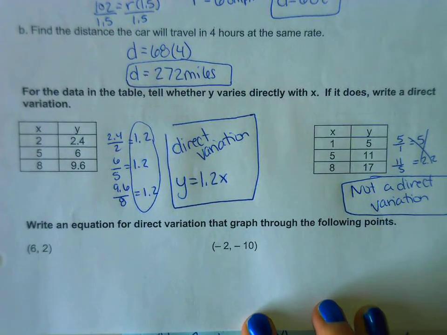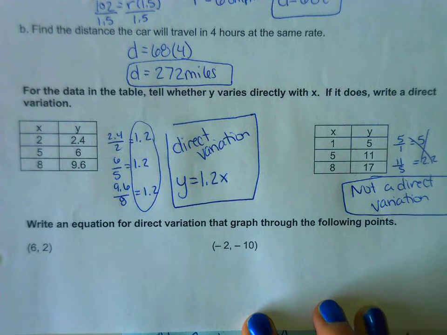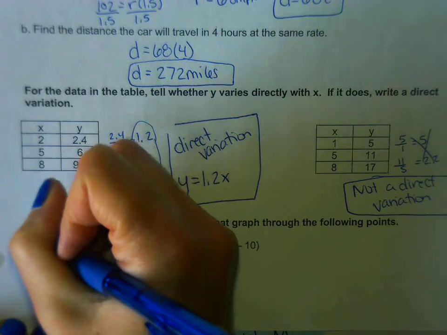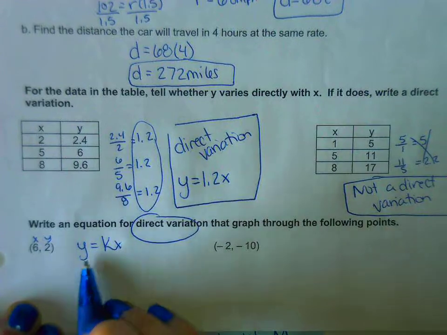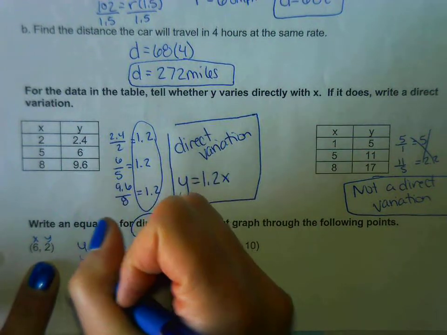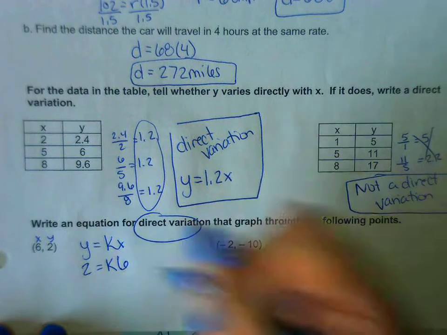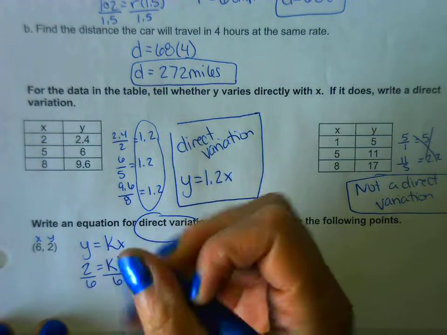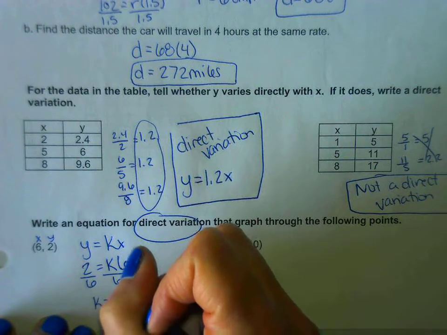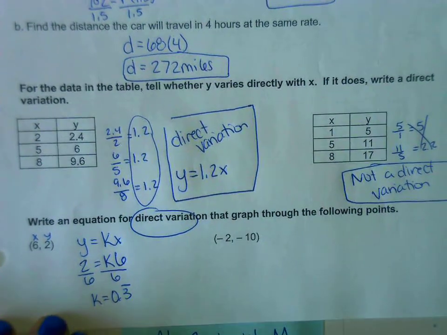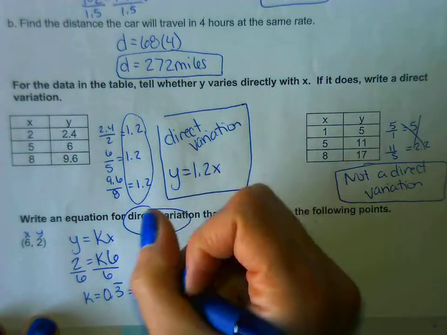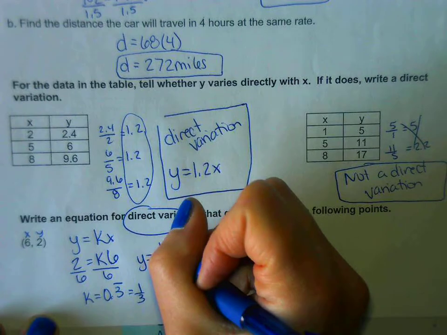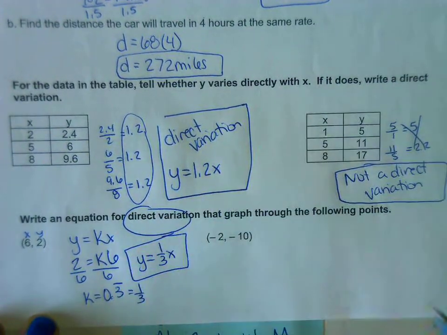Here I want to write an equation for direct variation that the graph would go through this point. So if my x is 6 and my y is 2, remember I'm using my direct variation equation. My y is 2. I don't know the constant, but my x is 6. So if I divide both sides by 6, k equals 0.3 repeating. Since we're dealing with a repeating number, change that into a fraction, which is 1/3. So now we know our constant is 1/3. That means my equation is y equals 1/3 times x.